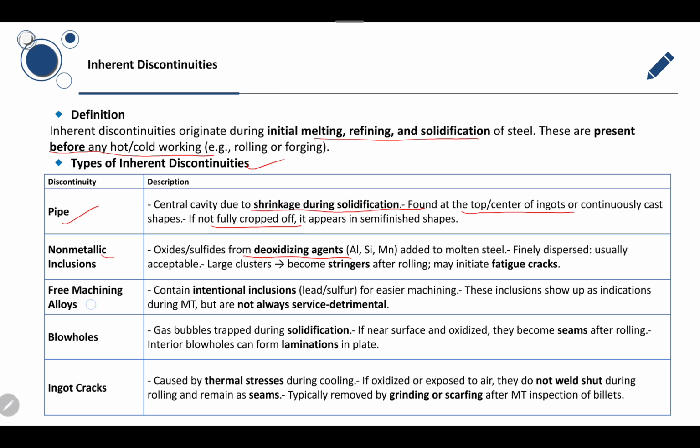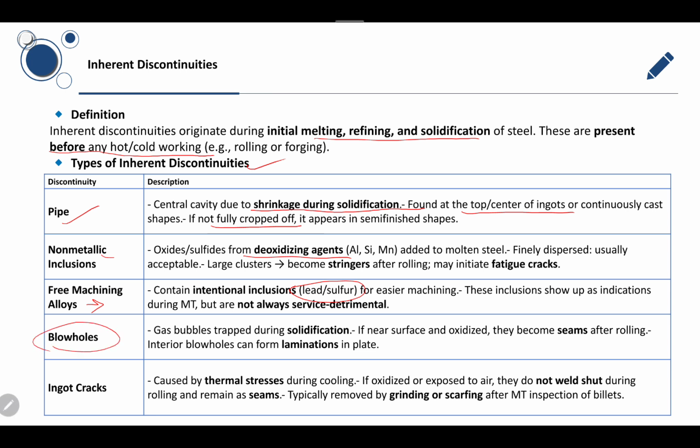Next, free machining alloys intentionally contain inclusions, for example lead or sulfur, to improve machinability. While these inclusions will show up as indications during magnetic particle testing, they are not always detrimental to service.